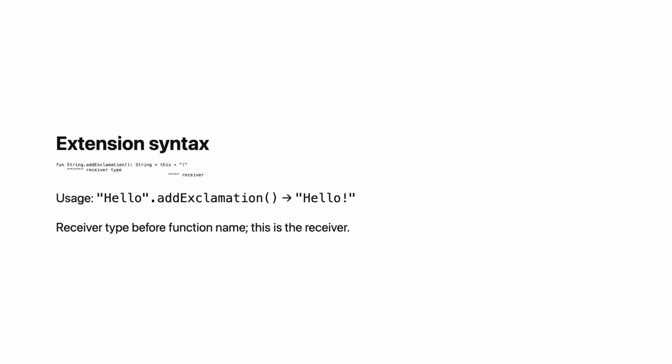String is the receiver type. addExclamation is the function name. Inside, this refers to the receiver. Now you can call it like a method, "hello".addExclamation() returns "hello!". The function is not actually added to the class. It is syntactic sugar. The compiler transforms it into a regular function with the receiver as the first parameter. But to users of your code, it looks and feels like a method.